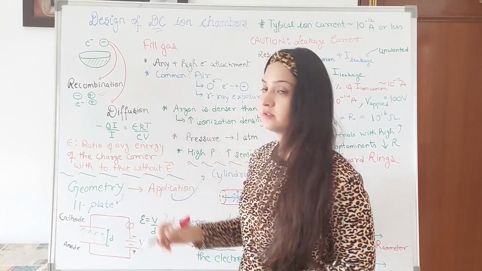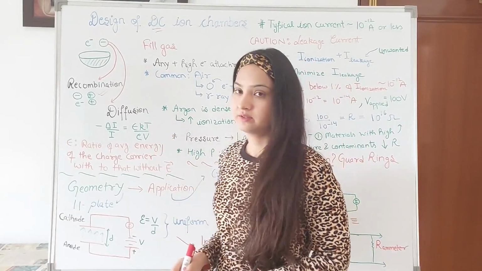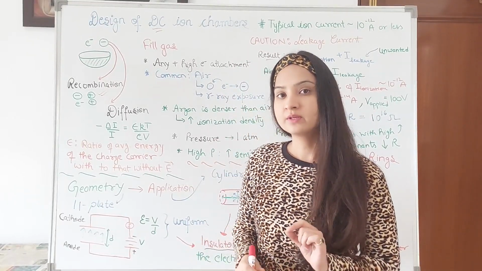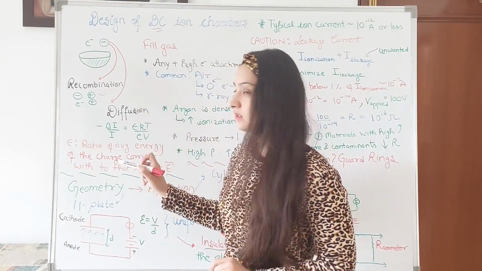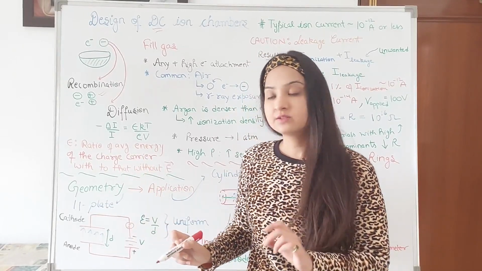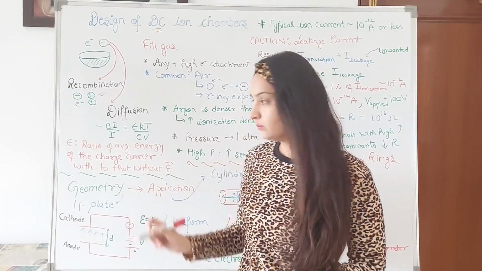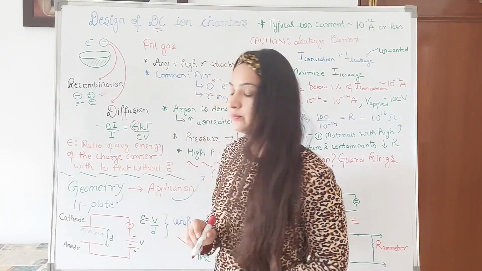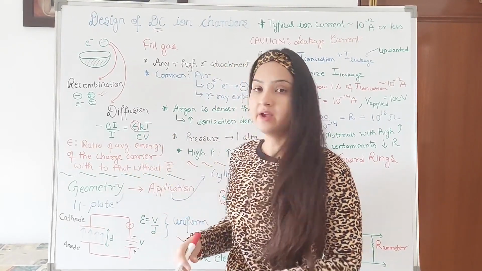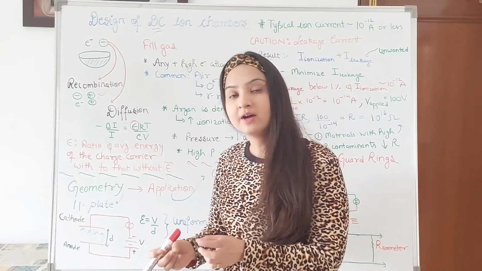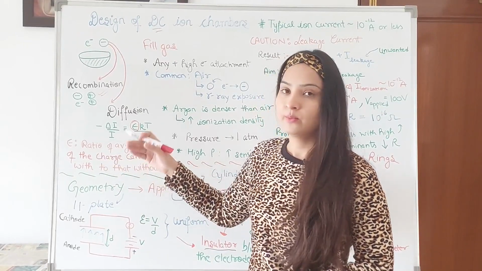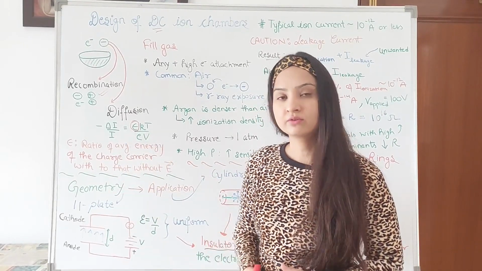Secondly, talking about the diffusion losses. This equation we have talked about in our previous video. Links are in the description box, you can check it out. So because of the diffusion, the loss in the ionization current is governed by this equation. We have talked about all these parameters. Now talking about this epsilon, which is the ratio of average energy of the charge carrier in the presence of electric field to that without the presence of electric field.